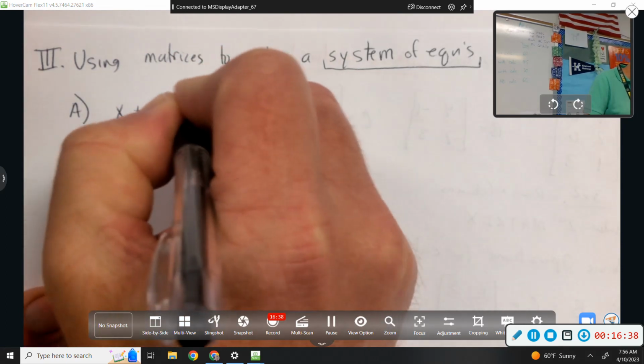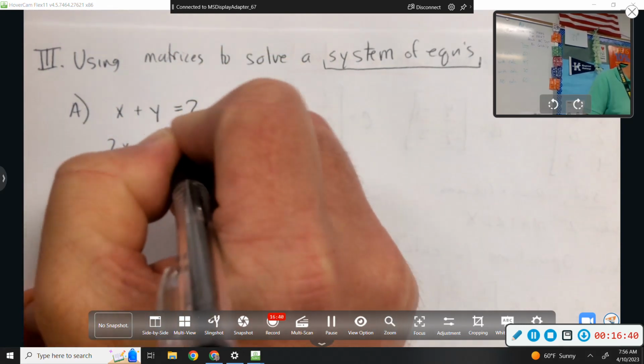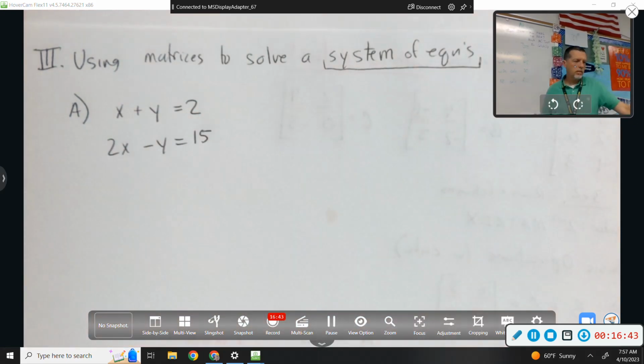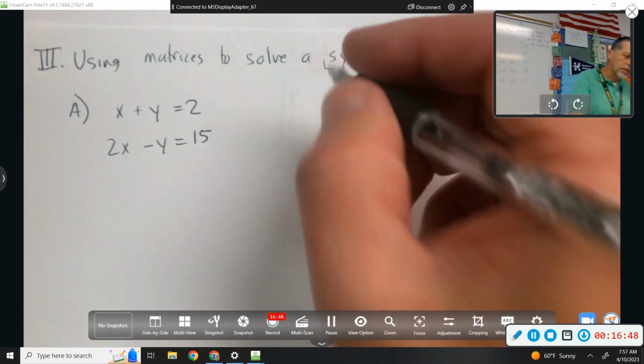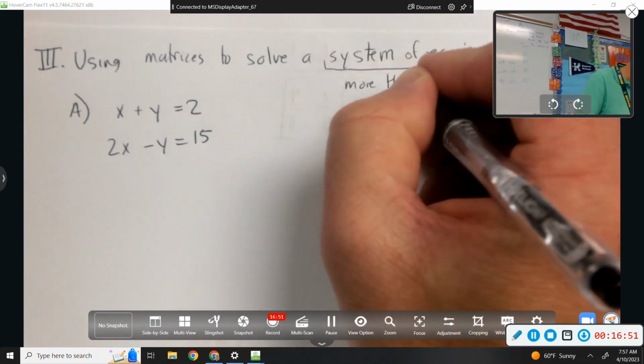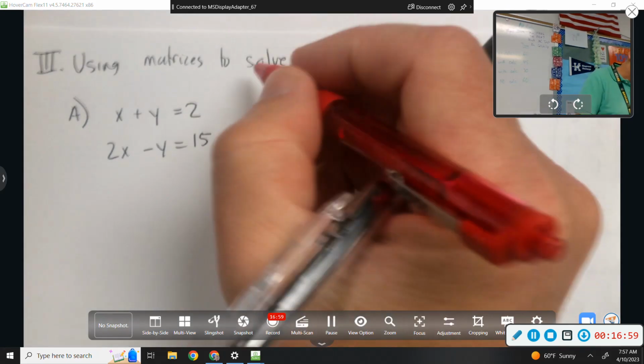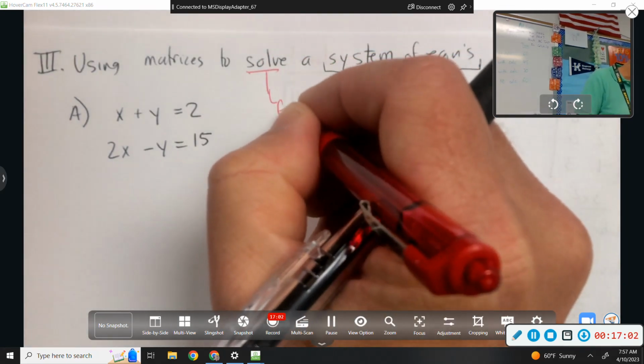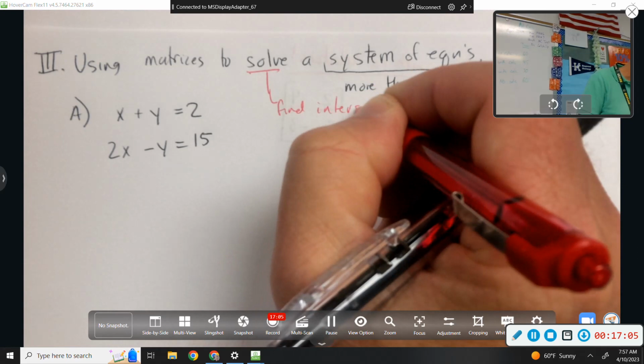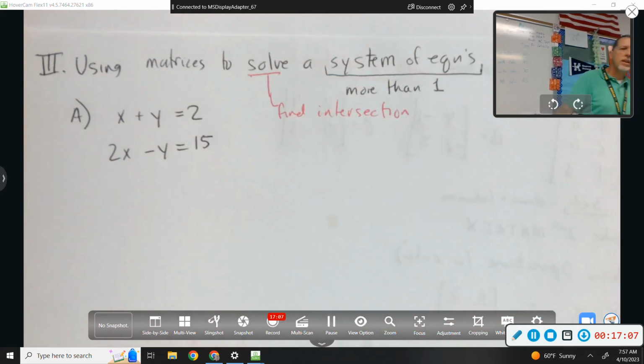Let's say x plus y equals 2, and 2x minus y equals 15. So that's a system because there's more than one equation. Solve basically means find their intersection. Like, what point do they have in common? So, back way up, the first way you did this was to graph them and just look at your graph and see where they intersected.